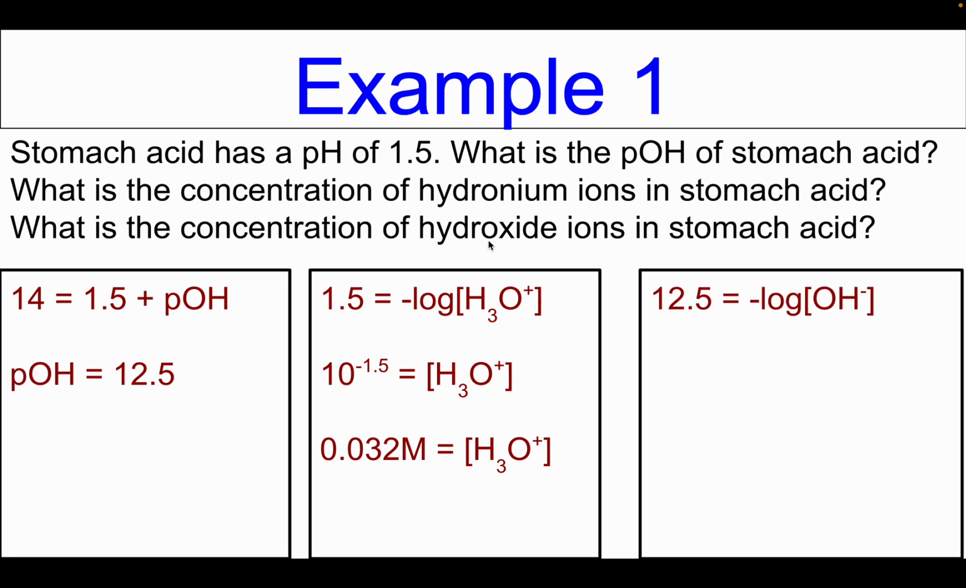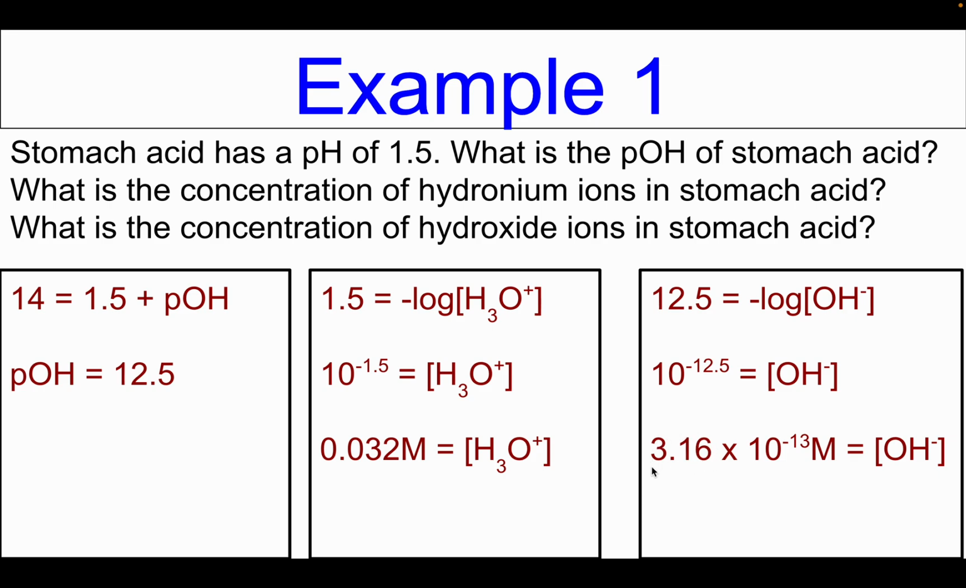What if we want to solve for the hydroxide ion concentration? It's a very similar formula, but now we're taking the pOH, which we solved for in the first problem, and saying the pOH equals the negative log of hydroxide ion concentration. So we divide by the negative sign, convert the logarithm into an exponent, and we get 10 to the negative 12.5 equals hydroxide ion concentration. Then we type that into Desmos, and we get 3.16 times 10 to the negative 13 M equals hydroxide ion concentration.